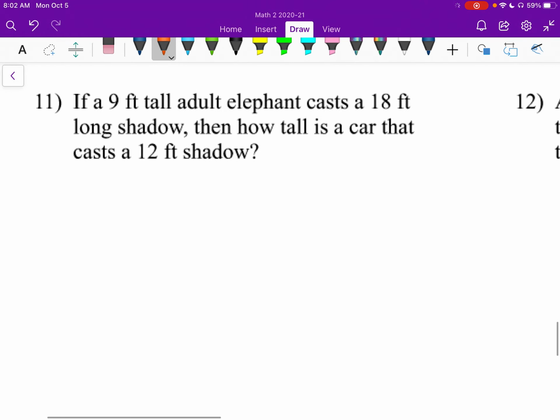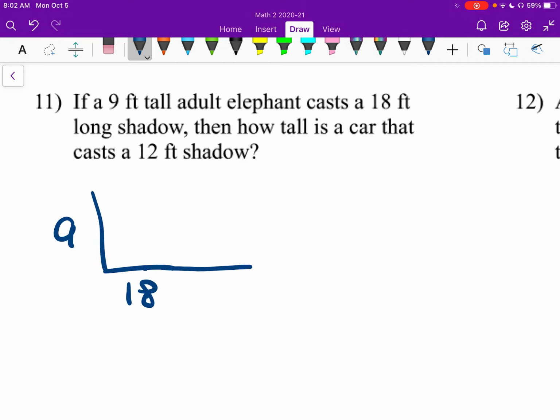Number 11, an adult elephant casts a 18-foot shadow. So here's 9, here's 18. Oops, I guess 18 should be longer. How tall is a car that casts a 12-foot shadow? Now, if we just look at this, we can probably see that x is going to be 6. I'm going to still write it out. That way, if the problem isn't like this on your homework, you have something to base it off of. But if you see this is 9 and 18, and 9 is half of 18, then x should be half of 12, right? But again, I'm going to write it out just so that we have it.